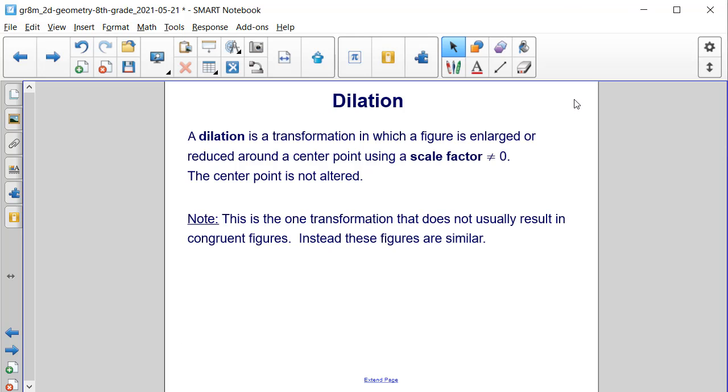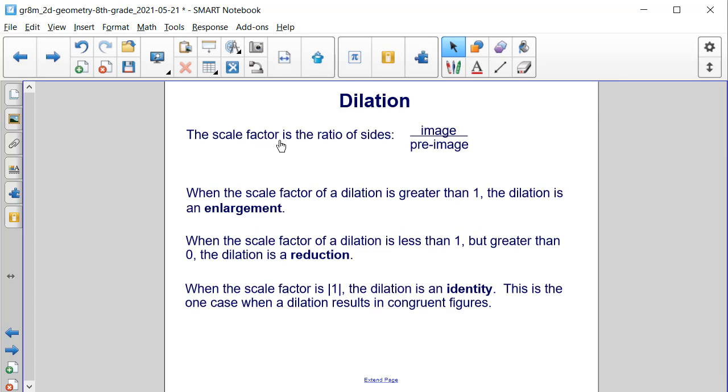A dilation is a transformation in which a figure is enlarged or reduced around a center point using a scale factor not equal to 0. The center point is not altered in any dilation that happens. Please note that this is the one transformation that does not usually result in congruent figures. Instead, these figures are similar.